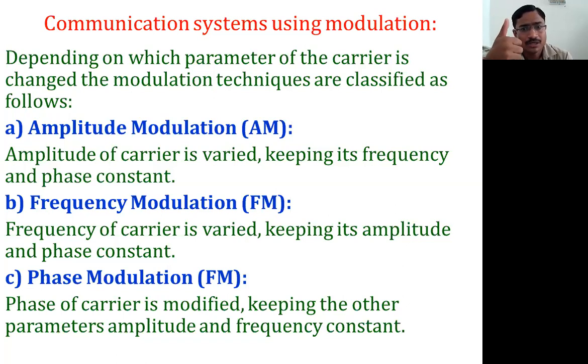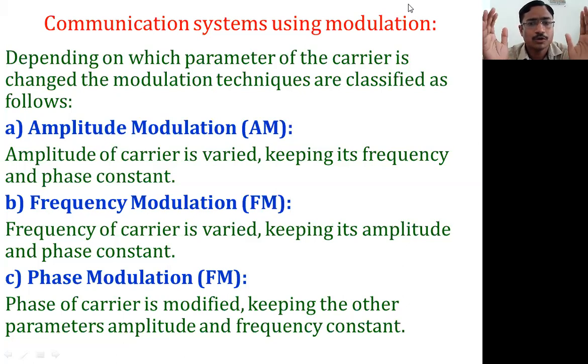Amplitude modulation: we vary the amplitude by keeping its frequency and phase constant. Frequency modulation: we vary the frequency by keeping amplitude and phase constant. Phase modulation: we vary the phase of the wave by keeping amplitude and frequency constant. So we keep one of the three parameters varying and the other two constant, and in this fashion we have communication based on the modulation scheme.